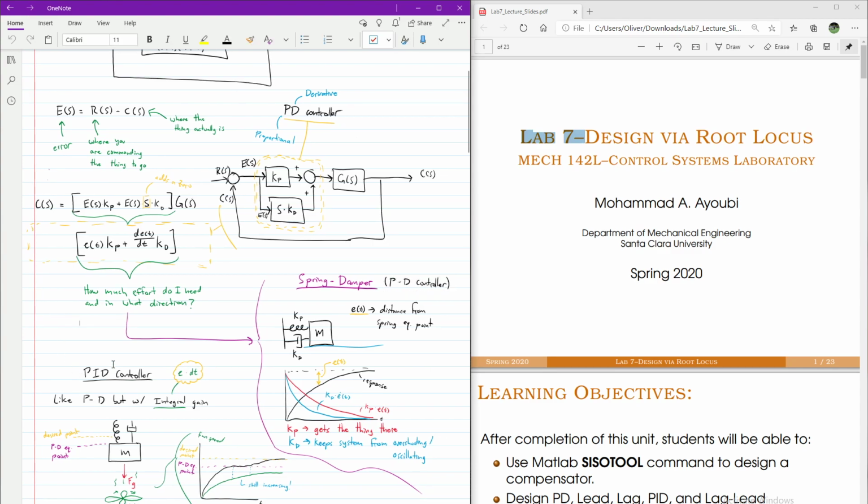If we add what's called an I, or an integral part, think of it as a PD but with an I part. And that's how you design these things. First you do the PD part, and then you add the I.